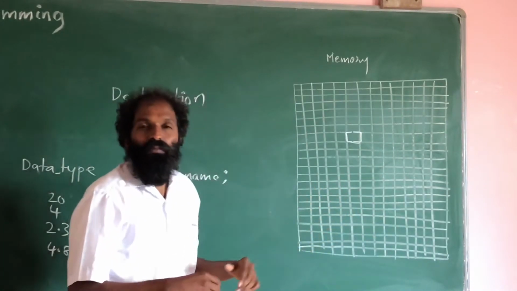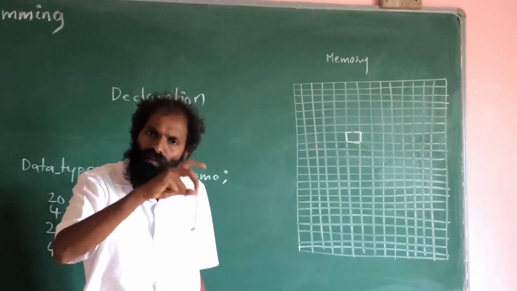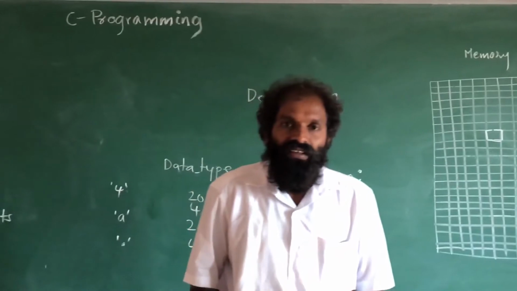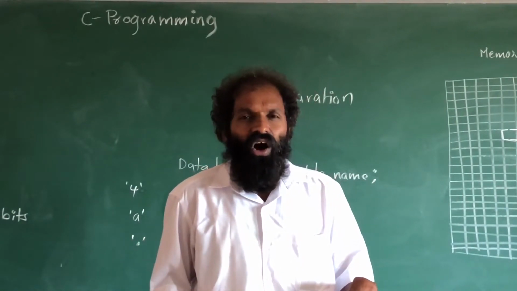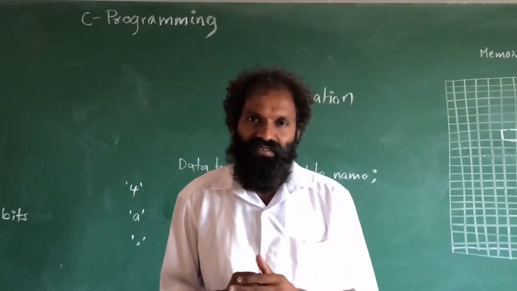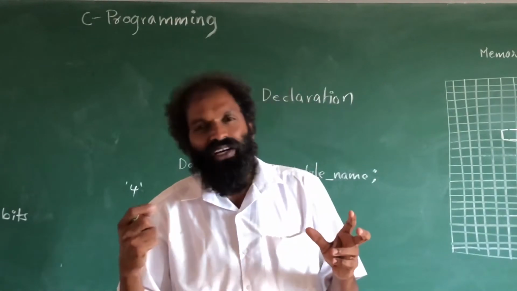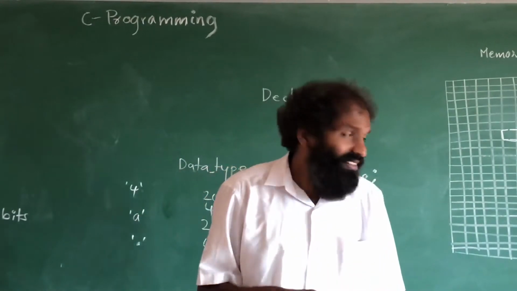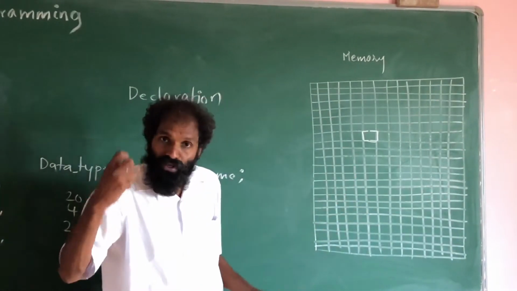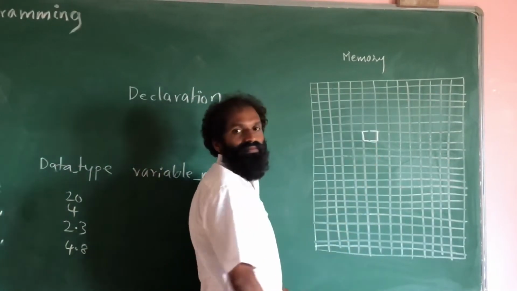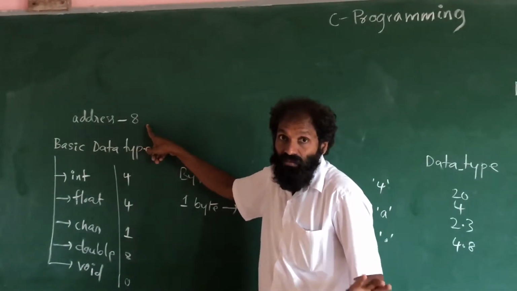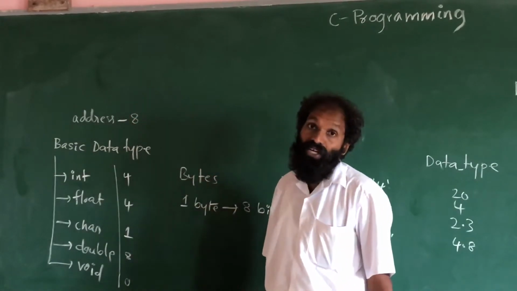Memory has millions of memory cells. All memory cells have their own number. Like the Aadhaar card in India, all the citizens usually have one unique number, that is the Aadhaar number. With that number, we can contact the person. Like that, all the boxes have their own number, that is called the memory address. That memory address we can store here. To store that box number, we need 8 bytes of memory, 8 boxes required.